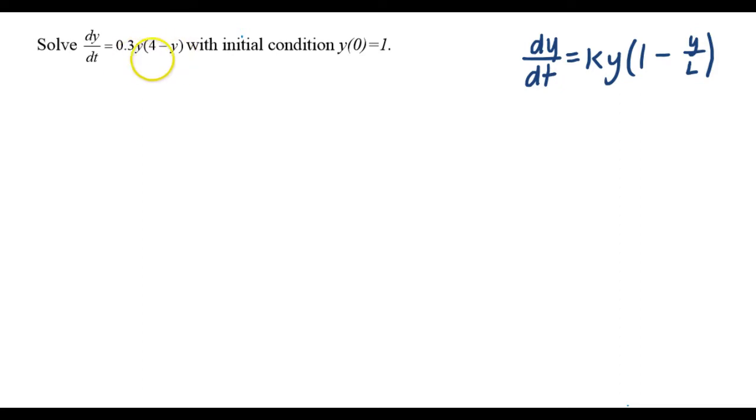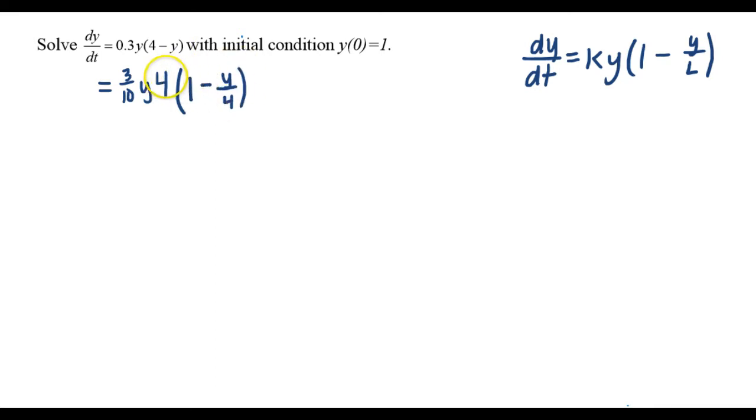So this doesn't quite look like the form that we need. The problem currently lies within the parentheses, so we're going to want 1 minus y over L. In order to turn this 4 into a 1, I'm going to need to factor out a 4. So let's go ahead and rewrite this as 3/10, so 0.3 is 3/10, y, and I'm going to go ahead and factor out the 4. If I factor out a 4, what's left inside the parentheses is the 1 that I need. But if I factor a 4 out of y, it's really like I'm dividing by 4.